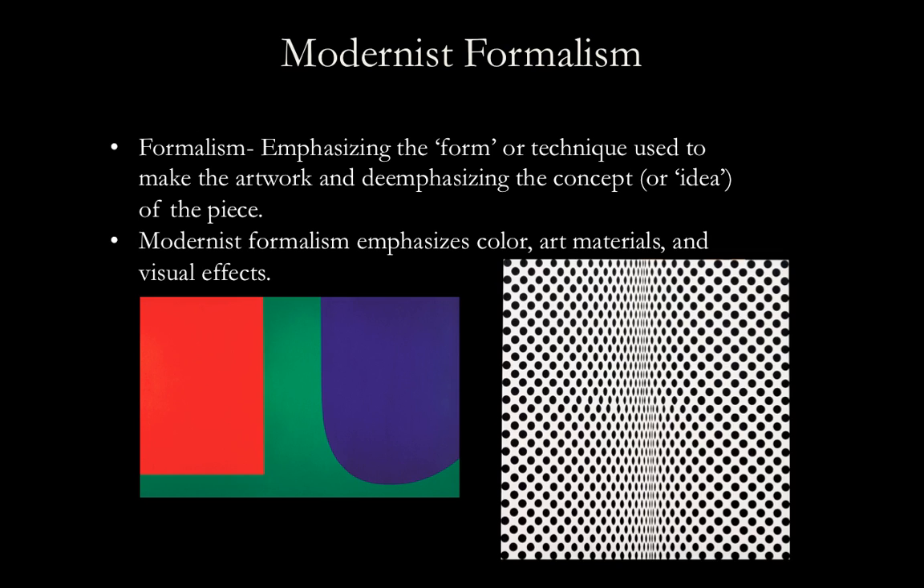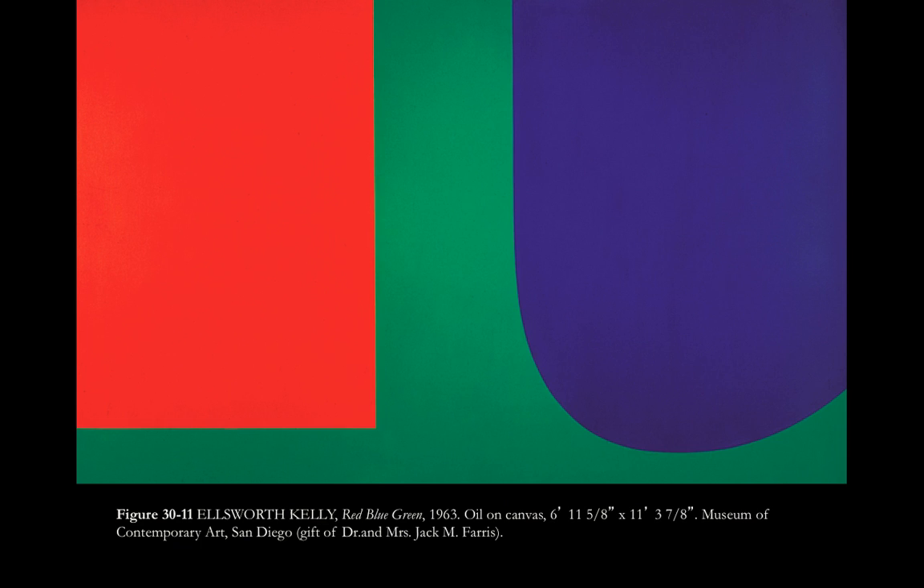All right, let's talk a little bit about modernist formalism. First off, what does that name mean? Formalism means emphasizing the form or technique used to make the artwork and de-emphasizing the concept or idea of the piece. Modernist formalism emphasizes the color, the art materials, and visual effects, and artists working in this mode believe that the physical aspect of the artwork carries the concept and the importance of the artwork itself.